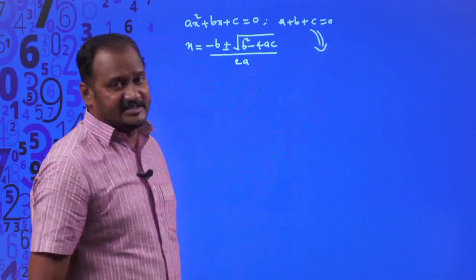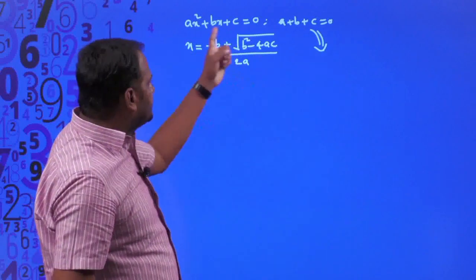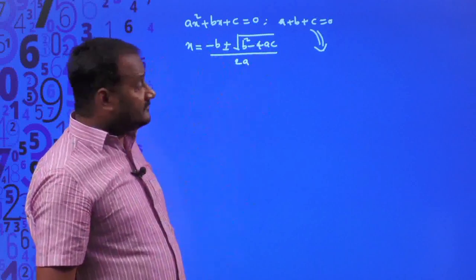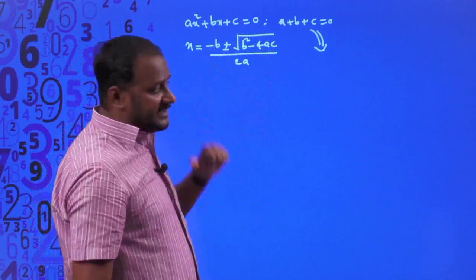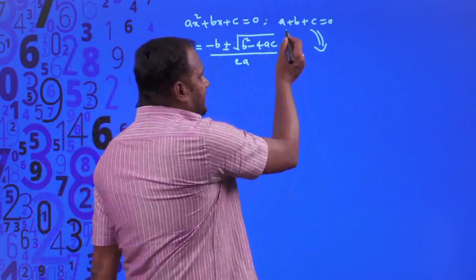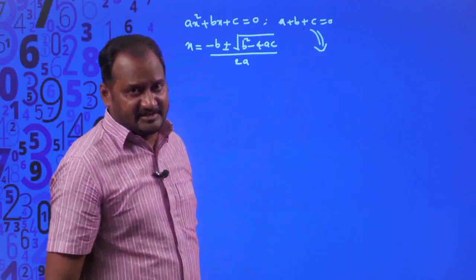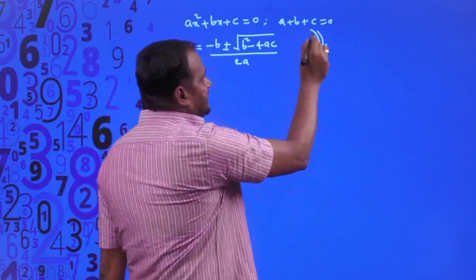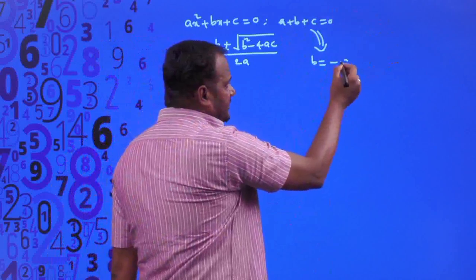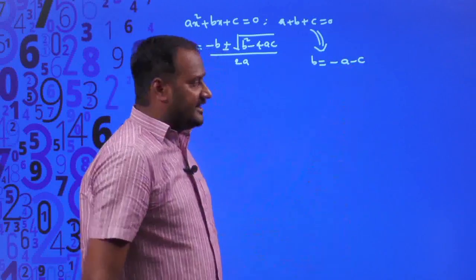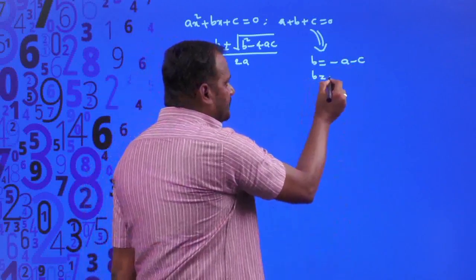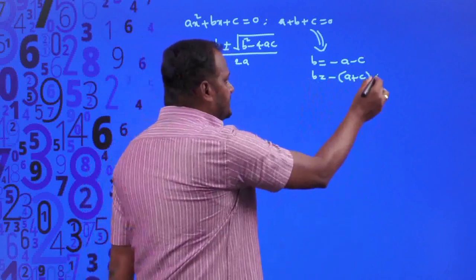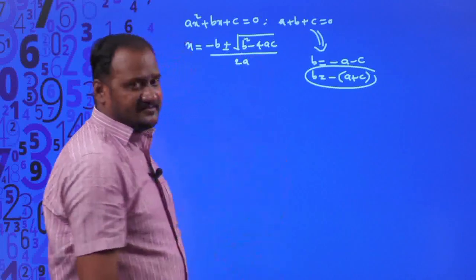From this a plus b plus c is equal to 0, once you observe in this formula, a and c are together, but the only term alone is b. So, that is why try to find out the value of b from this a plus b plus c is equal to 0. That is, b is equal to transposing a plus c towards the right hand side, it is going to be minus a minus c, and you can write this as b is equal to minus of a plus c. Substitute b is equal to minus of a plus c in this formula.